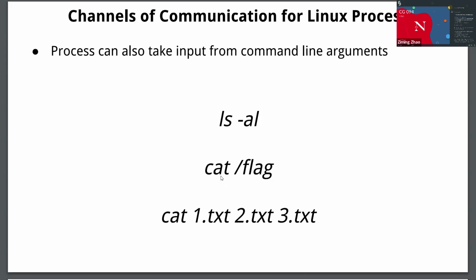Then if we do cat /flag, the command here is cat. It will print out the content of a file, and the file name is just /flag. You can cat multiple files together, concatenate them and output them into the terminal. You can do a cat 1.txt, 2.txt, 3.txt. In this case, we actually have 4 command line arguments, 1, 2, 3, 4, and they are all strings. So those 3 are also input to the program. Not the content of them, just the string itself is the input to the program.